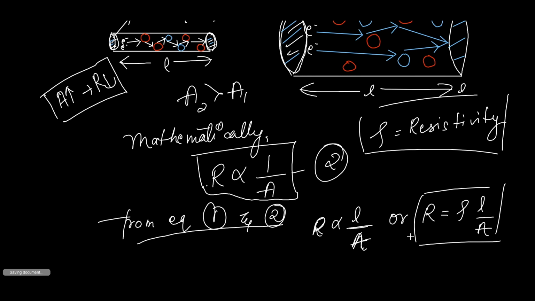To remove this proportionality sign, you have to use one constant. This constant we call rho, and it is resistivity. Till now we were discussing resistance, but this rho, the proportionality constant that we have introduced, is called resistivity. And resistivity is different from resistance.